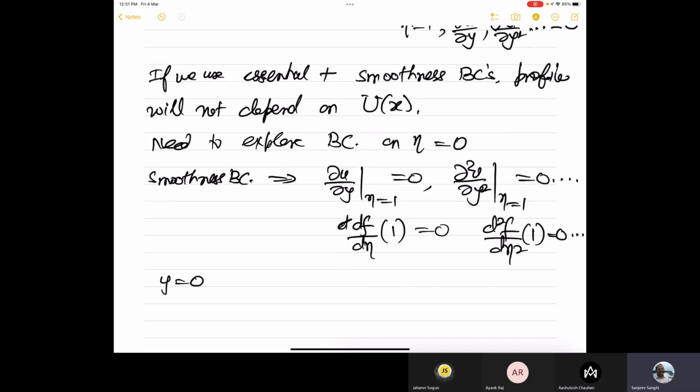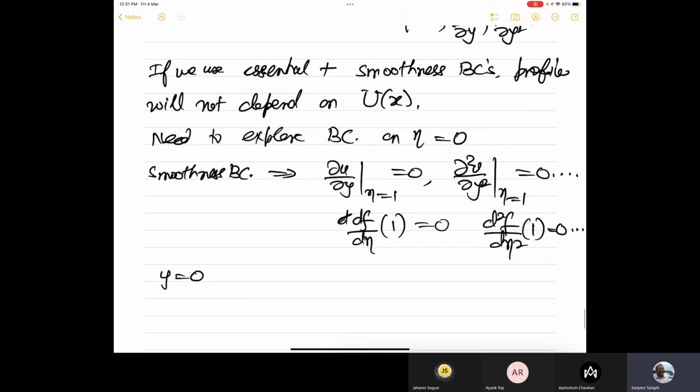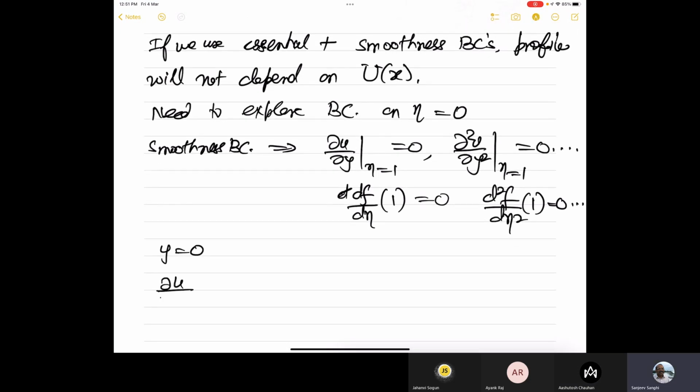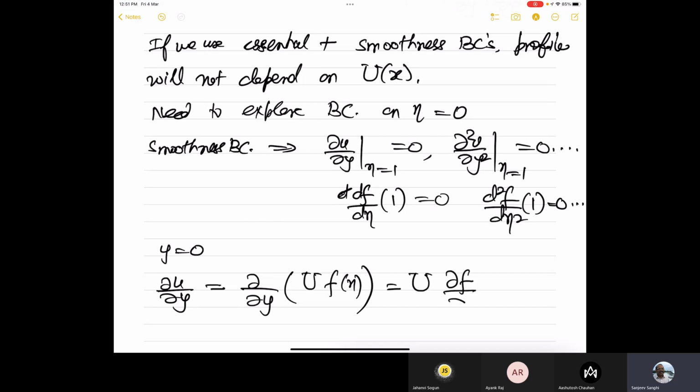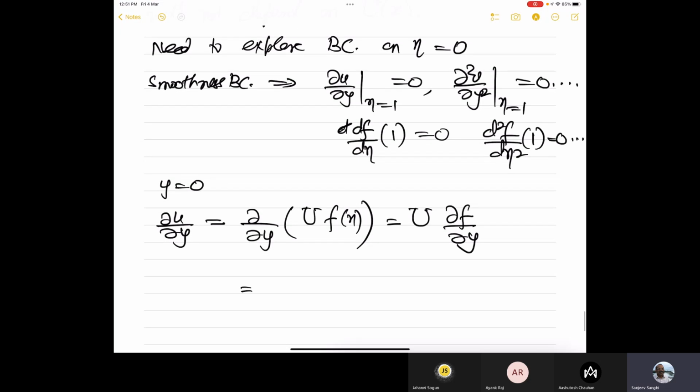But now at y equal to 0, let me look at it. At y equal to 0, what is partial u by partial y? This will be partial by partial y of small u, which is nothing but capital U times f of eta. So this becomes capital U times partial f by partial y, so capital U times df by d eta times partial eta by partial y. This will be equal to capital U times f prime upon delta.